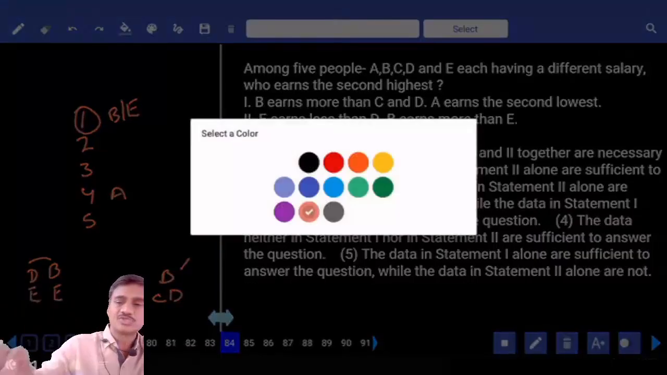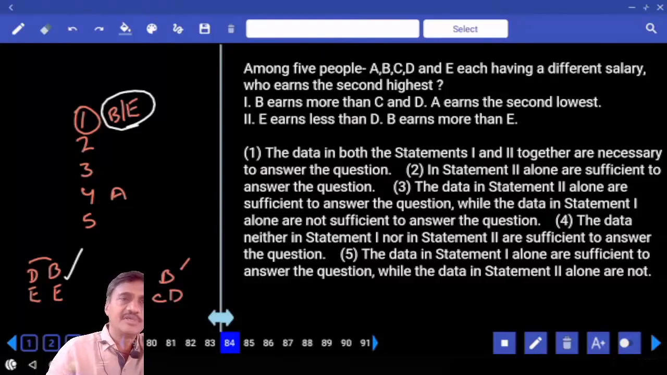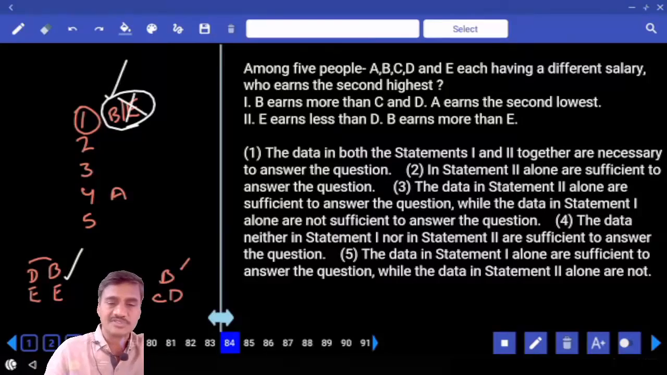Then by combining these two, do we get the answer or not? What should we do to combine? The relation between B and E was not known, and here he has given B earns more than E. That means E cannot be the highest, hence B earns the highest. How do we get the answer? Only by combining these two, and both the statements are sufficient. The data in both the statements are necessary. That is choice 1, question number 84.